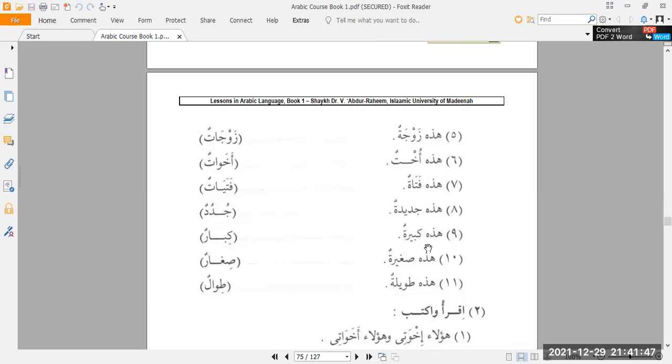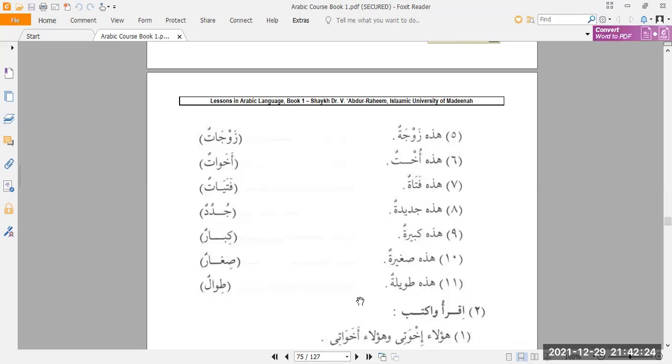Now the same thing applies here. Kibarun is used for masculine. So hada kabirun, haulai kibarun, referring to men. Hadihi kabiratun, haulai kibarun, referring to women. So the plural forms are exactly the same. Number 10, هذه صغيرة. This is a small woman, small girl. هؤلاء صغار. Same as the masculine. صغار, كبار are all used both for masculine and feminine.